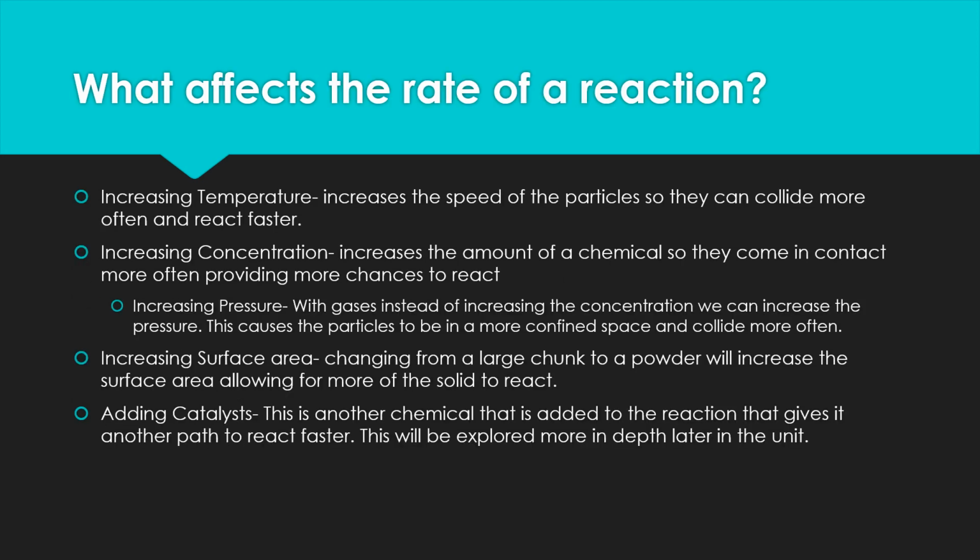Now we're going to take a look at what affects the rate of a reaction. So there's a couple of things we can change about a reaction to affect its rate, and this is really what you explored in chemistry last year. This should be a little bit of review. So increasing temperature. We can increase the speed of our particles by increasing temperature. So they're going to collide more often and react faster with each other. We're going to have more particles that are able to react and form products.